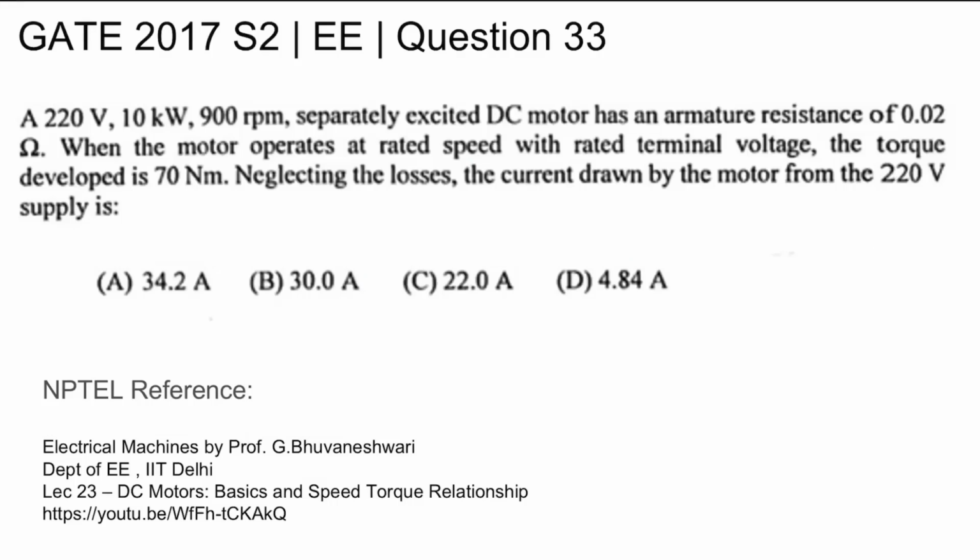This is GATE 2017 set 2 electrical question number 33. A 220 volt, 10 kilowatt, 900 rpm separately excited DC motor has an armature resistance of 0.02 ohm. When the motor operates at rated speed with rated terminal voltage, the torque developed is 70 Newton meters. Neglecting the losses, the current drawn by the motor from the 220 volt supply is being asked.